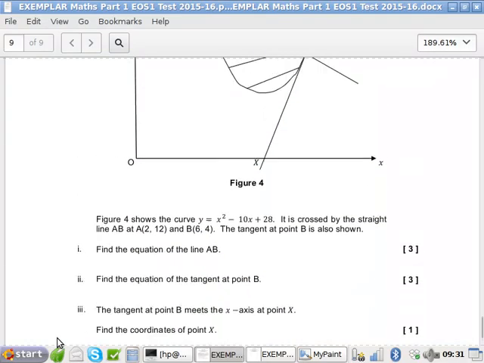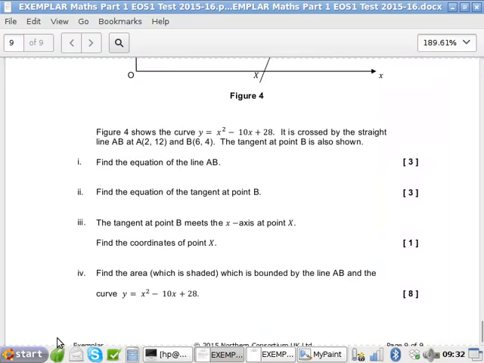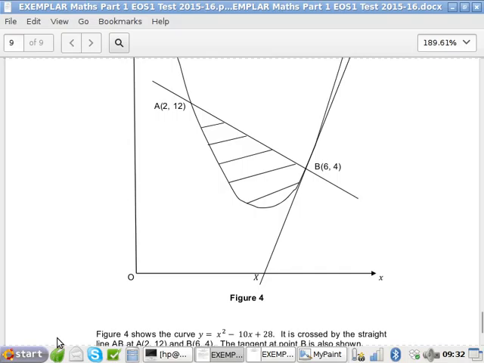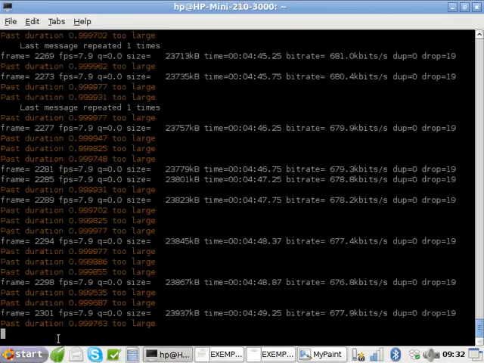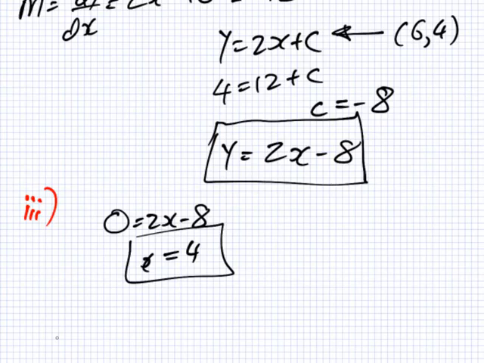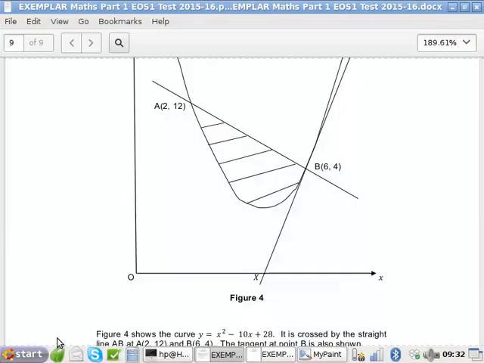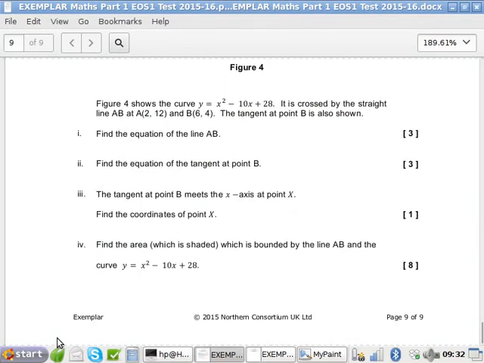Finally, the area. So find the shaded area. This is part 4.